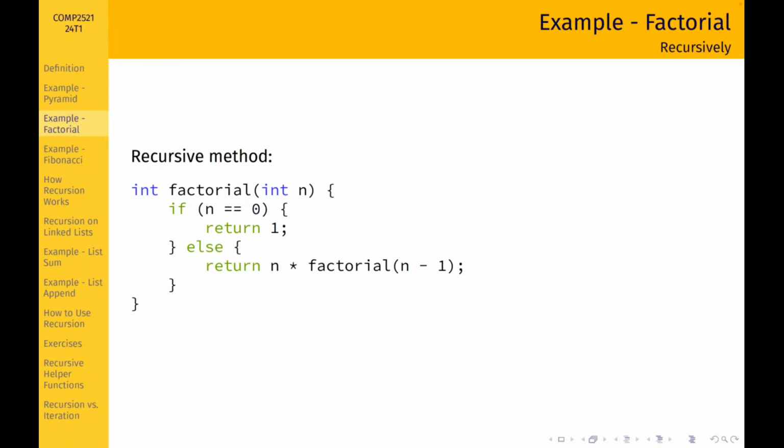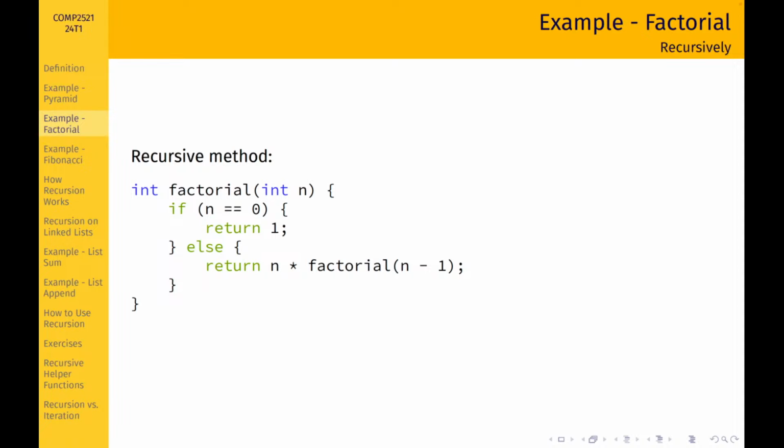So the correct way of doing it is you would add a base case. So check if n equals 0. If n equals 0, then we return 1, because 0 factorial is 1. Otherwise, we do what we did before. We multiply n by factorial of n minus 1. Okay.